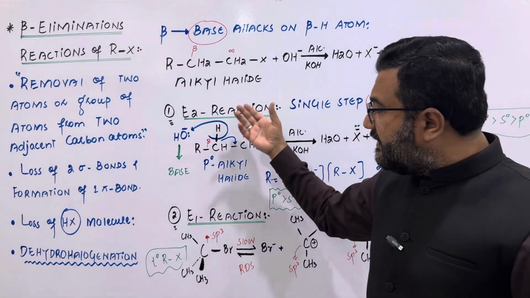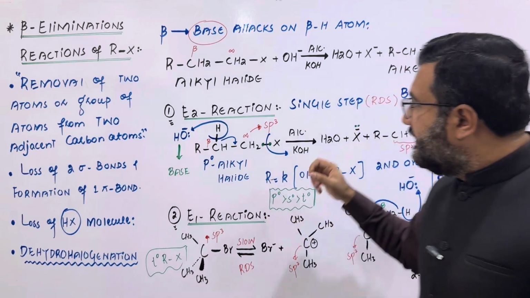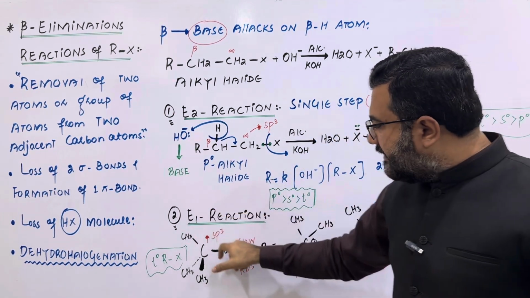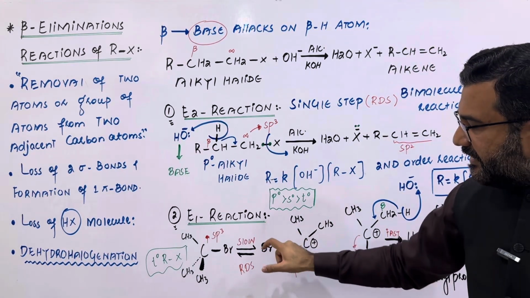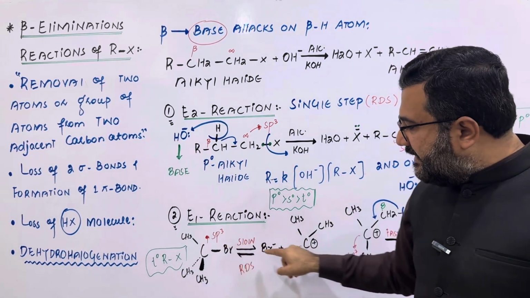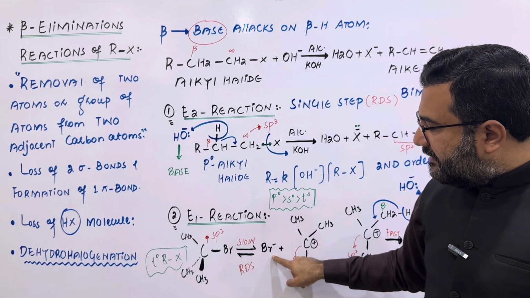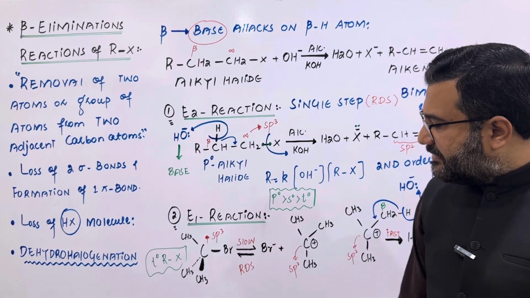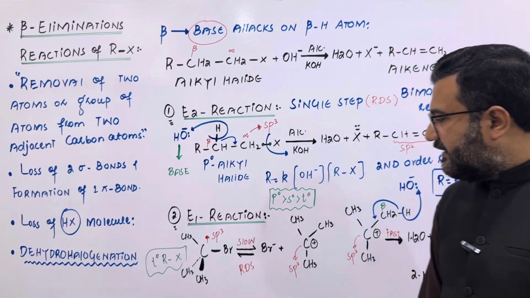Now let us compare the E2 reaction with E1 reactions. E2 is a single step reaction, but E1 is a two-step reaction, in which the first step is basically ionization of the alkyl halide, which is a slow and reversible step, and as it is a slow step, it will be the rate determining step.